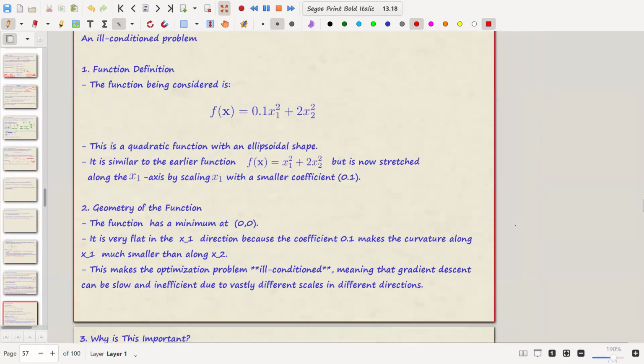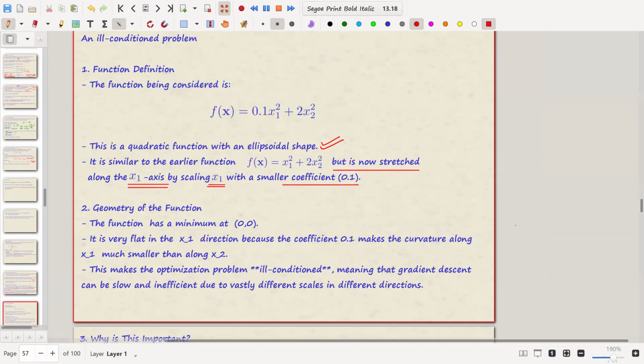This is the ill-conditioned problem which I had written on the board. This is a quadratic function which has an ellipsoidal shape, which you saw already in Desmos. It is similar to the earlier function. I think we solved this function previously. I hope you remember it, isn't it? We solved this optimization problem for stochastic gradient descent and many other cases. But it is now stretched along the x1 axis by scaling x1 with a smaller coefficient. If you add the smaller coefficient 0.1 to the x1 axis, it is stretched.